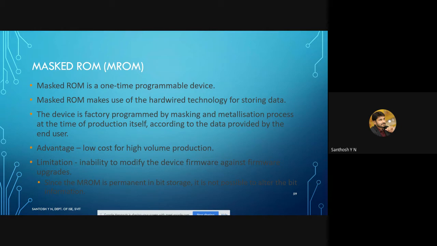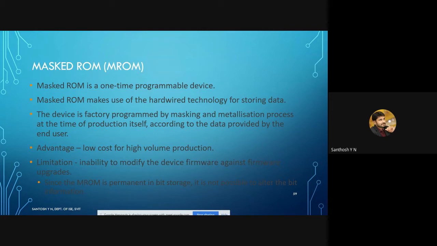The device is factory programmed by masking and metallization process at the time of production itself, according to the data provided by the end user. So according to the requirement of the user, the information will be provided to the factory or the manufacturers, and the programming will be done by the company people itself. That's why it is called a one-time programmable device, and hardware technology is what we are using for it. The advantage is low cost for high volume production. If we are going for high volume production, then the cost will be reduced.